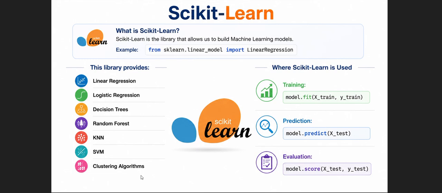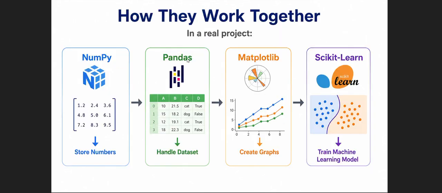Now let us move to the practical work. See, wait a minute. How do they work together in real projects? NumPy stores the numbers, Pandas handles the data sets, and Matplotlib creates graphs. Scikit-learn trains machine learning models. These are the most important libraries in machine learning.